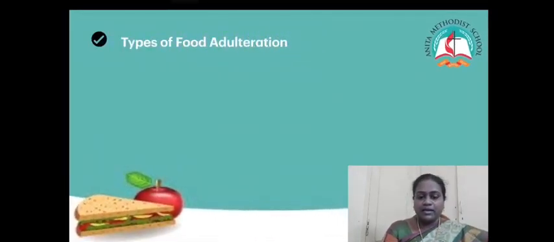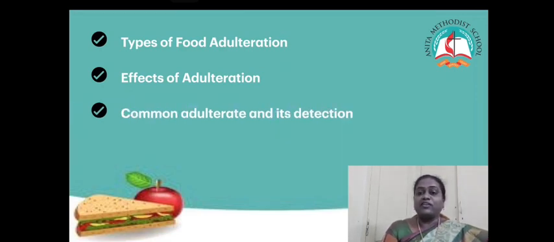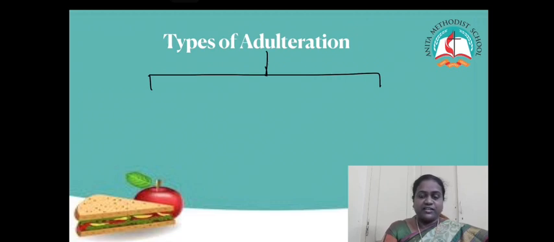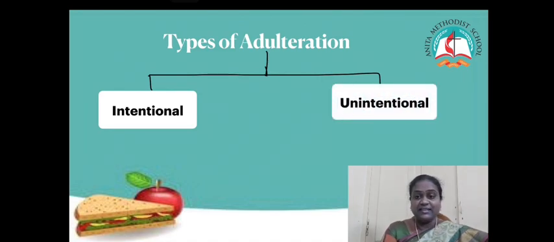Under food adulteration, we will be looking into types of food adulteration, effects of adulteration, and common adulterants and their detection. Okay? First one. Types of adulteration. There are two types. Intentional food adulteration, unintentional food adulteration. By the name itself, you should know what it tells about.